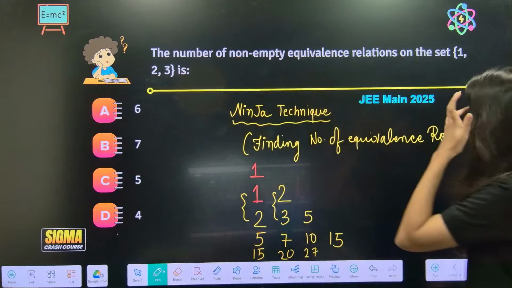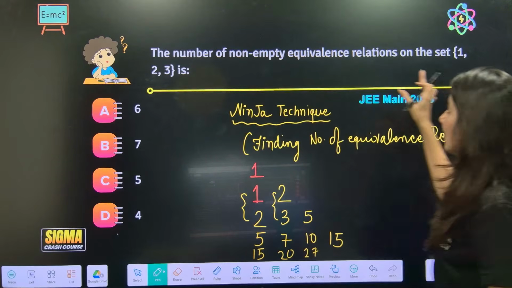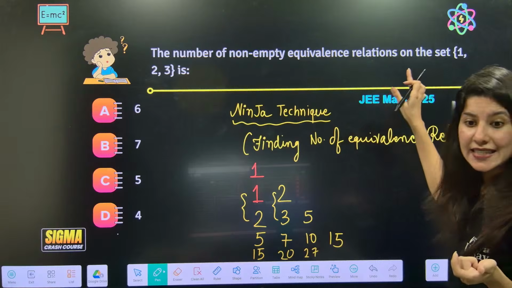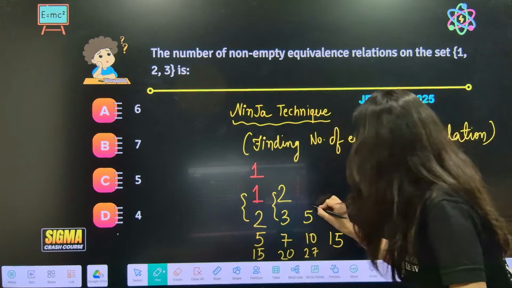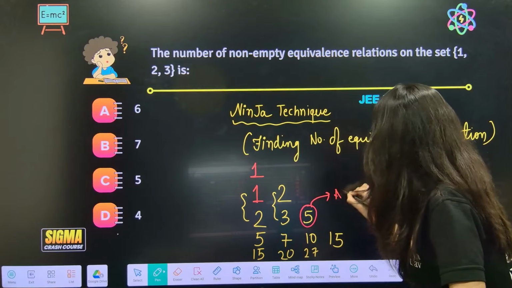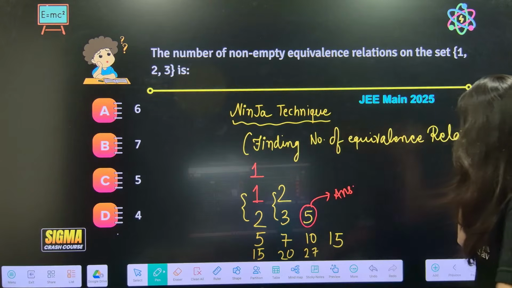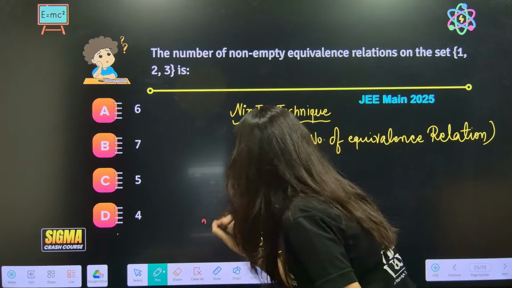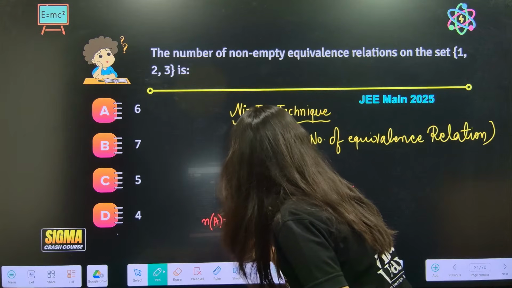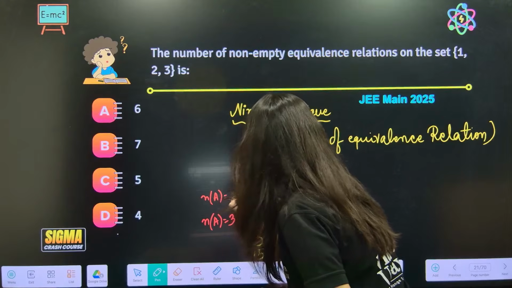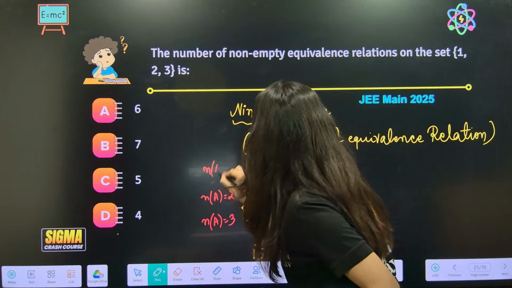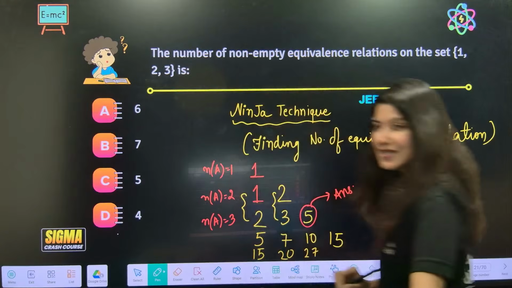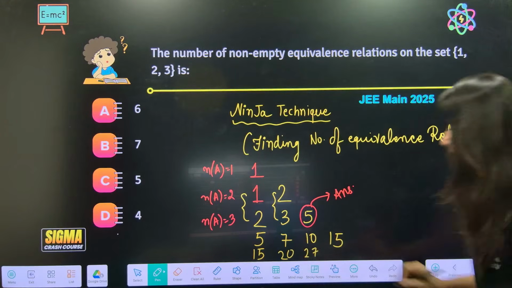Okay, now understand. Number of equivalence relations. When the number of elements in the set is 3, so this is 3. Can you see 1, 2, 3? So this is your final answer for this question. Okay, why? Because right now, cardinality of A is equal to 3. If cardinality of A is 2, how many equivalence relations? 2 relations. If cardinality of set A is 1, how many equivalence relations? 1 equivalence relation.